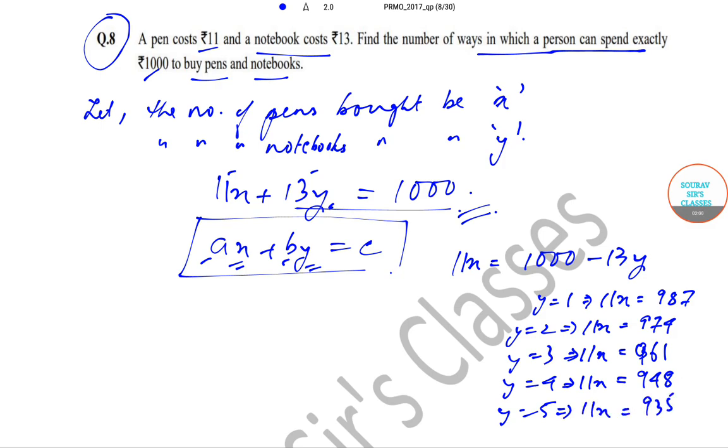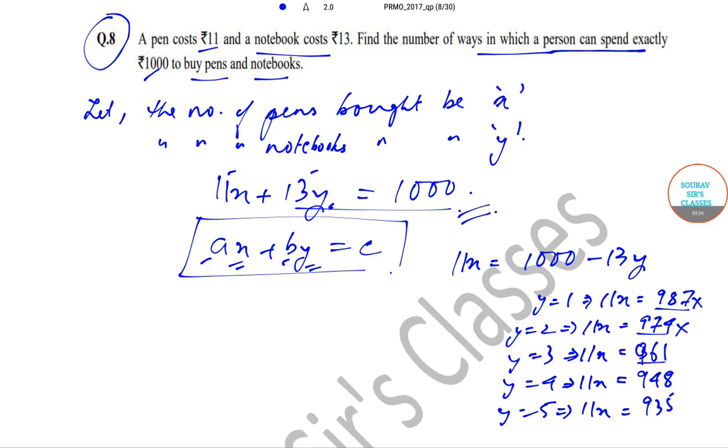Now one thing you have to notice: is 987 divisible by 11? No, 9 plus 8 will be 17, 17 plus 7 is 24, 24 is not divisible by 11, so this is not divisible by 11. 974, so 9 plus 7 will be 16, 16 plus 4 will be 20, which is not divisible by 11 again, so this is also not taken into consideration. This is not a solution. Integral solution we are not getting.